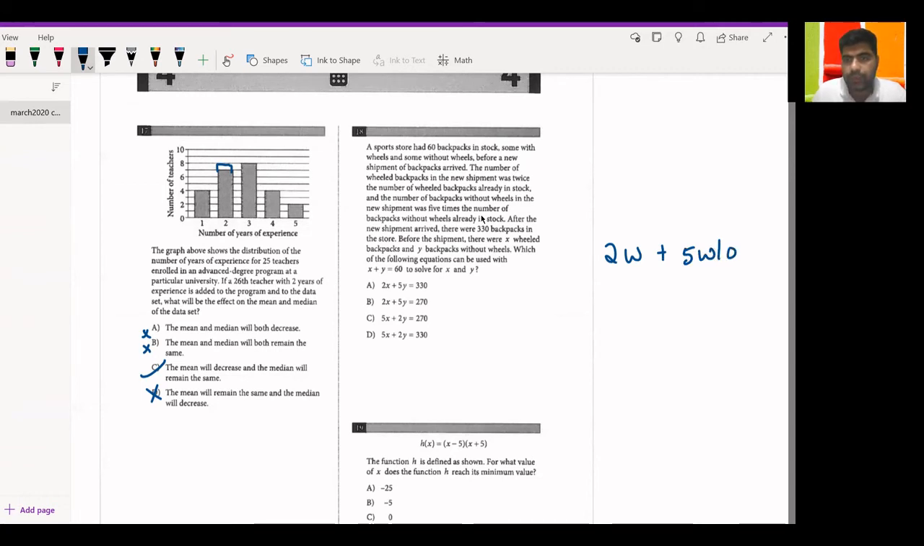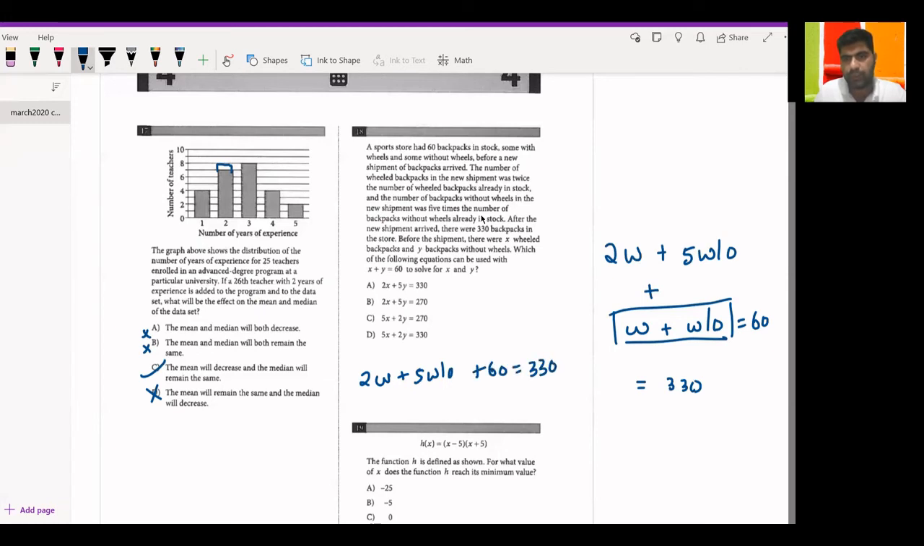After the new shipment arrived, there were 330 backpacks. So thus there were already some with and without. All of this together is 330. But this term is the number of backpacks that were already there. So this is 60. So 2W plus 5 without plus 60 equals 330. I'll move the 60 here. 2W, which is 2 with wheels, and 5 without wheels, is equal to 330 minus 60, 270. So B.